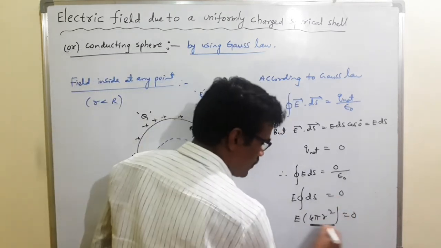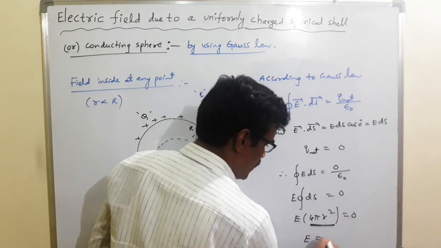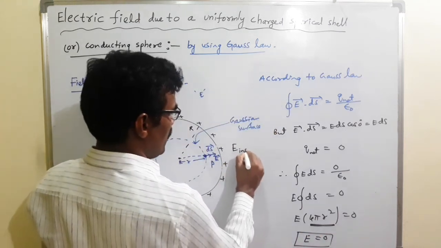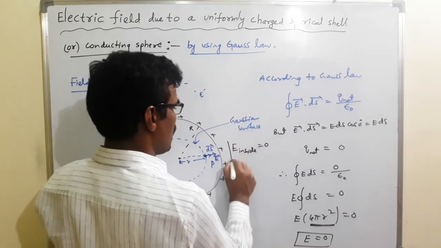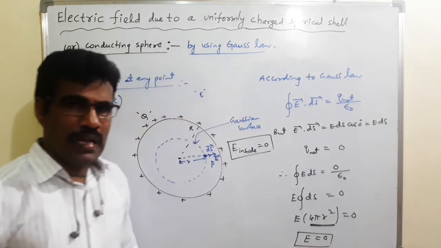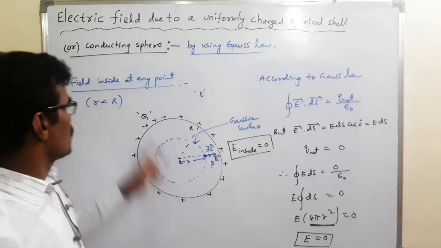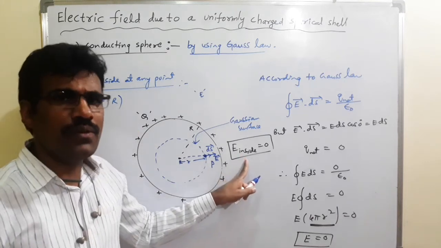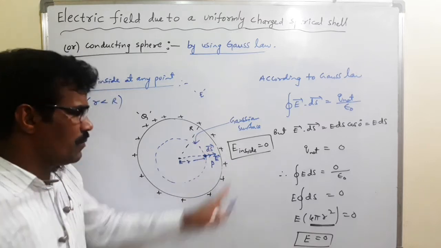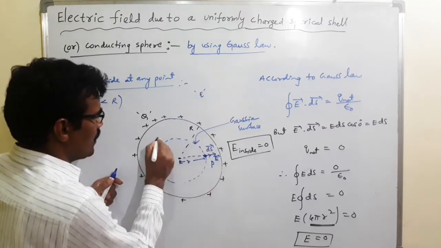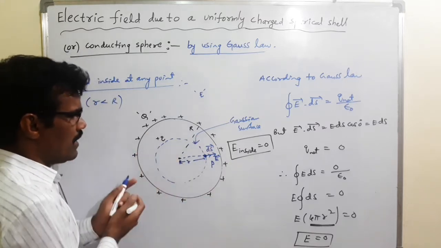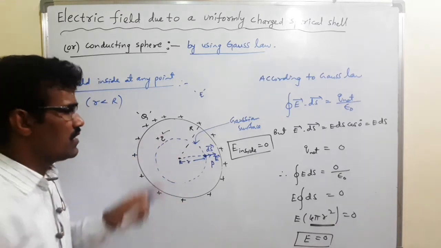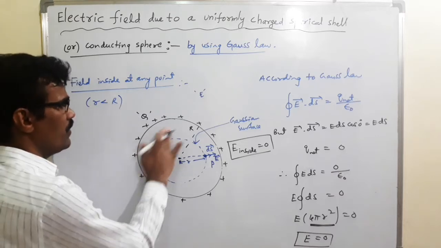Here 4 pi r square is not equal to 0, so E must be 0. Field inside the spherical shell is 0. Inside at any point small r less than capital R, field is 0. Suppose a small charge q is kept inside the sphere. What is the force acting on plus q? It does not experience any force because there is no field inside.